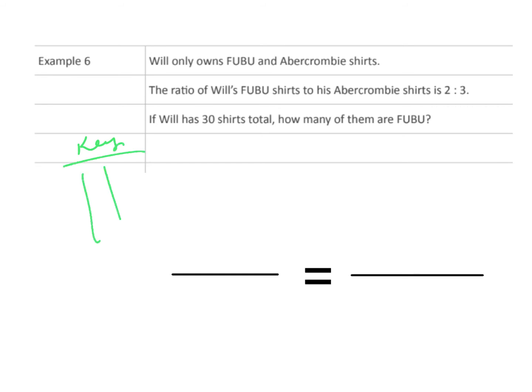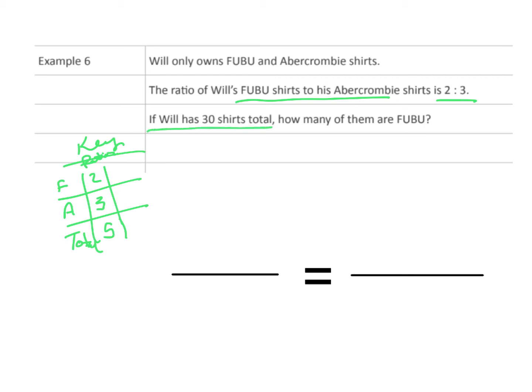And again, kind of looks like a tic-tac-toe board. Will only owns FUBU and Abercrombie shirts. So I have FUBU and Abercrombie shirts, which means I'm also going to need a total. Okay. The ratio, and again, that goes in our first one. The ratio is the first column. The ratio of Will's FUBU shirts to his Abercrombie shirts is 2 to 3. So FUBU to Abercrombie is 2 to 3. I add those together, 5 total shirts.